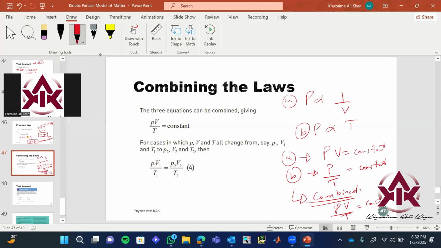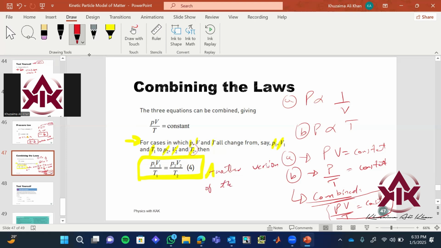You can just feel this relation and make sense of it. PV makes sense, since P and V are inversely linked together, and P and T are directly linked together. So the combined law is as follows. If P, V, T all change, say initially it was P1, V1, T1 and it changed to P2, V2, T2, you can apply this combined equation and find the unknown variable. Let's say T2 was unknown, you can find T2. So this is another version of the combined law.